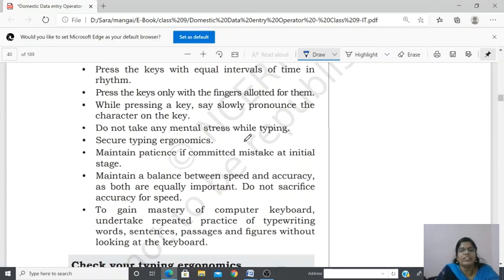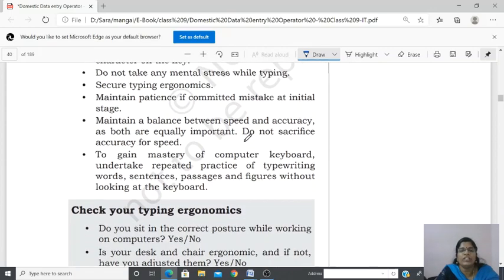Then next one: maintain a balance between speed and accuracy. You may think that you want to type very speedily, but at the same time you should type accurate information. Don't think only about speed. If you rush, you may make mistakes. So relax, accuracy is also important. As both are equally important, do not sacrifice accuracy for speed. Don't make mistakes, that's what they are telling.